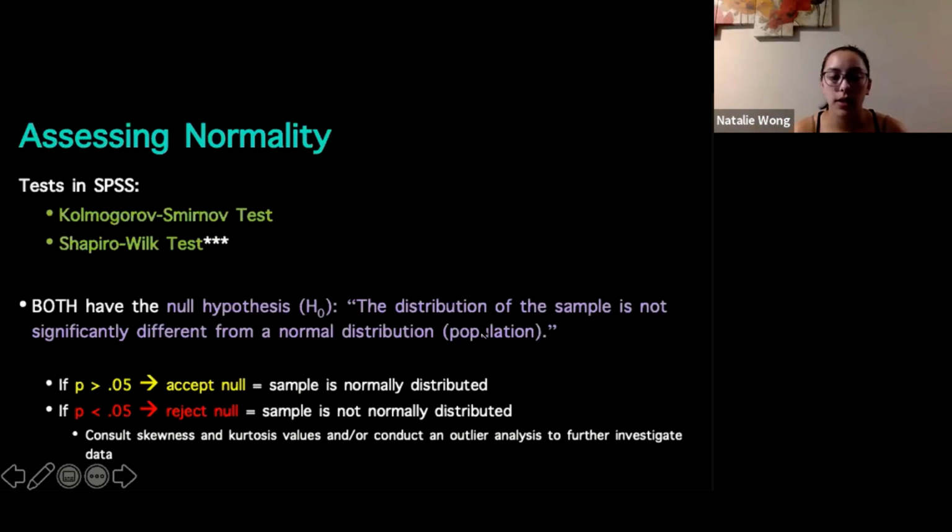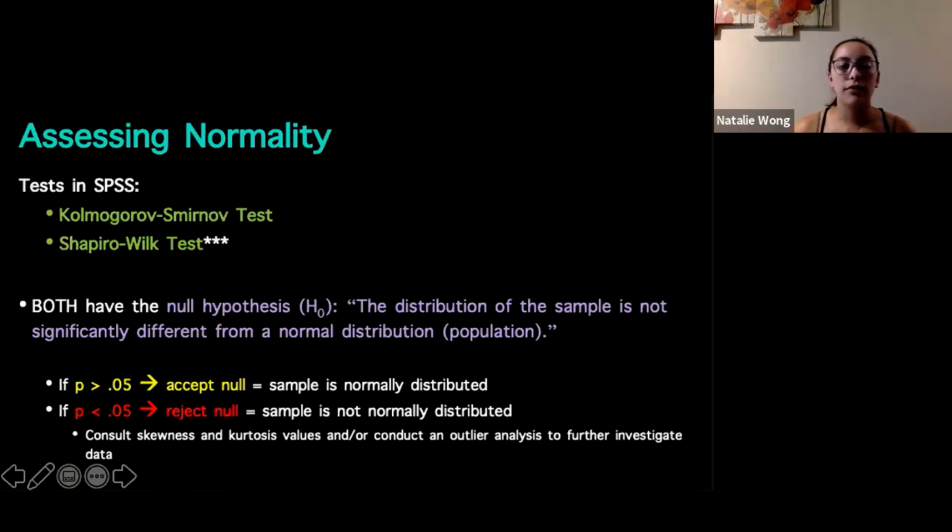We'll talk about p-values more next week, but just as a brief introduction, usually when your p-value is greater than 0.05, we accept the null hypothesis, meaning that we would argue the sample is normally distributed. When you have a p-value less than 0.05, we tend to reject the null, which would be the opposite of the statement, that is, the sample is not normally distributed.